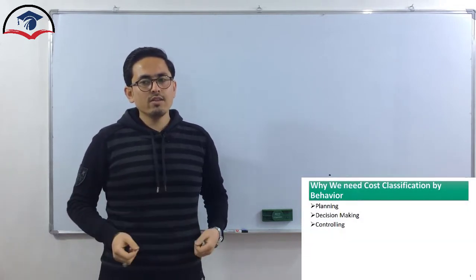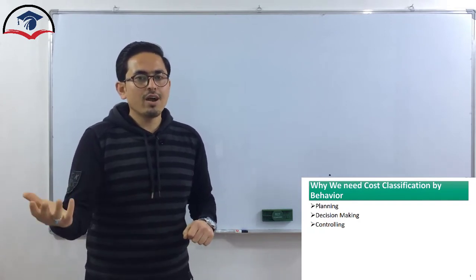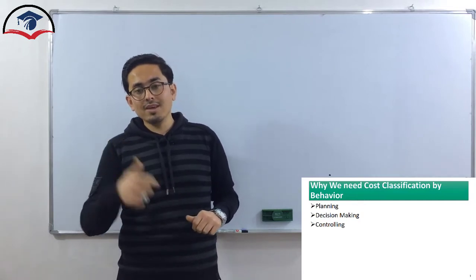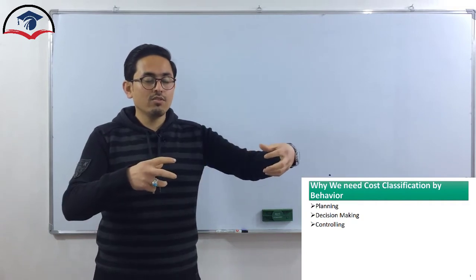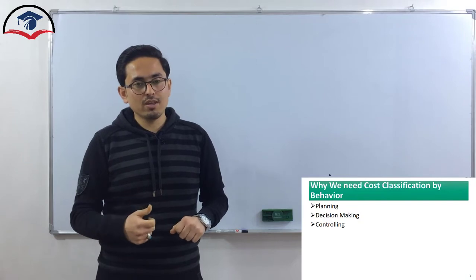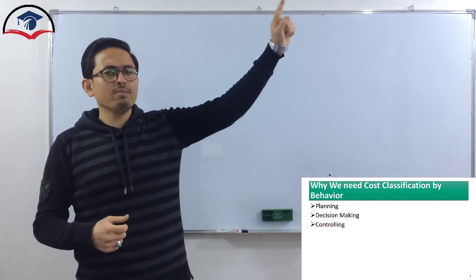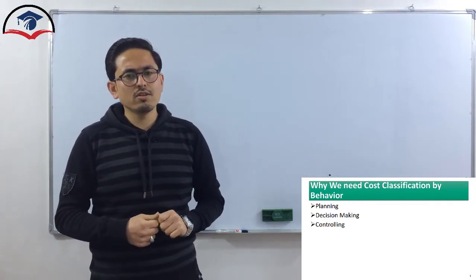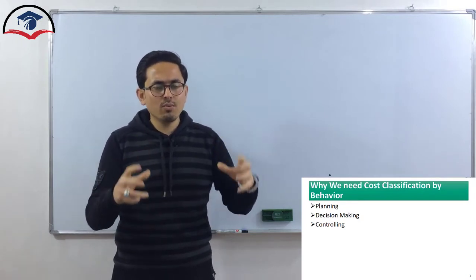So why do we need the cost classification by behavior? Of course, there are management actions, three of them, which are planning, decision making, and controlling. These changes and interrelations between them will affect the planning, the decision making, and controlling. Here is a link I put for you. You can go to that under the name of management information and management actions. You can go and review in detail what they mean.